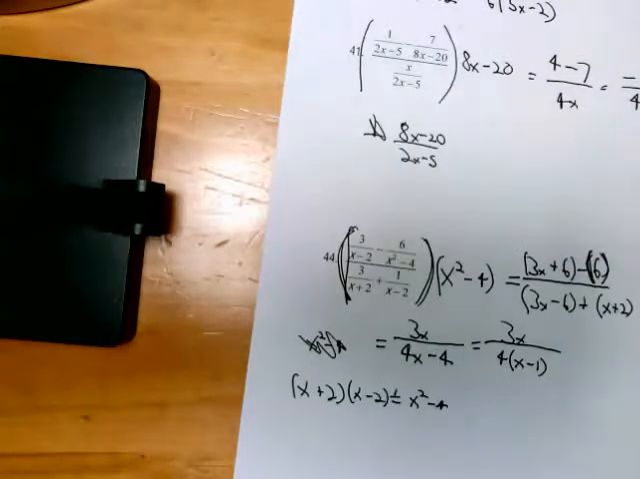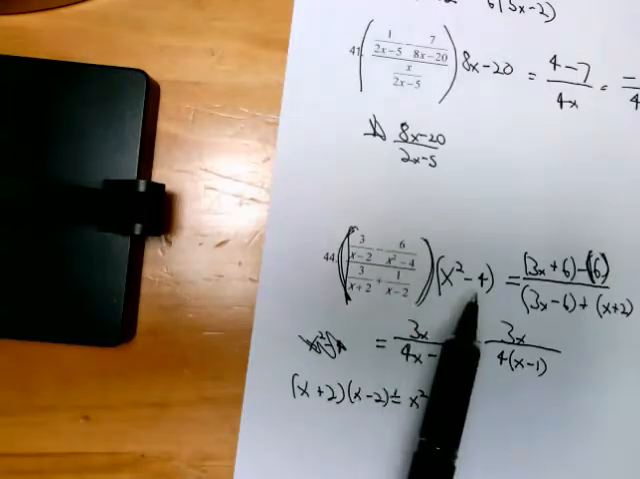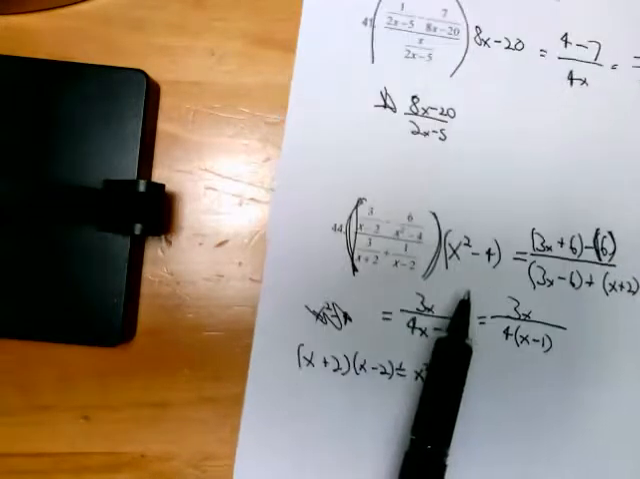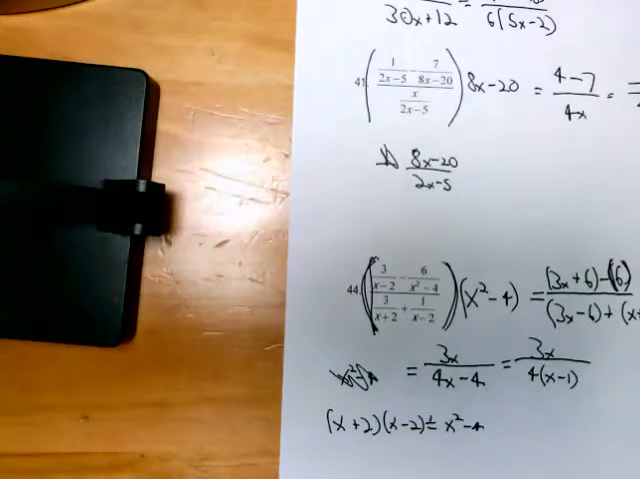So that's how you simplify a complex fraction. You find the least common denominator of all of the fractions. You multiply by that least common denominator. You get whatever comes out, and then you add it all up. And then you get a much more simplified fraction.